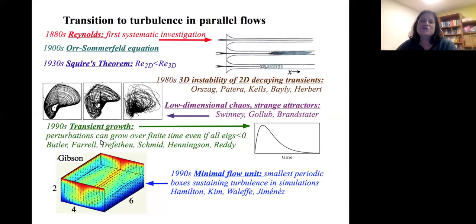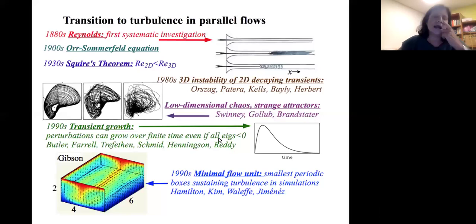Then the next fad or phase or fashion, we could say, or theory, was transient growth. And that was in vogue in the 1990s, where even if all the eigenvalues are negative, if they are sufficiently non-parallel, you can have transient growth. And I guess the idea is that it would push you over into turbulent behavior.